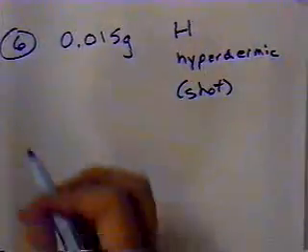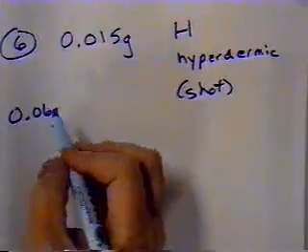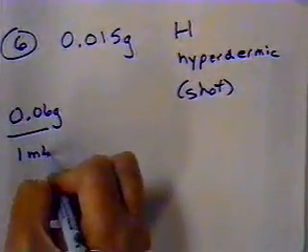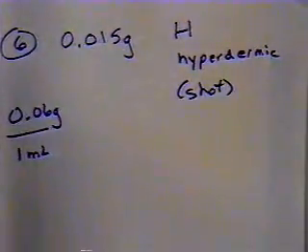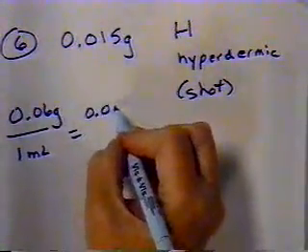The dose on hand is 0.06 grams in 1 milliliter. 0.06 gram in 1, and I'm ordered to give 0.15.